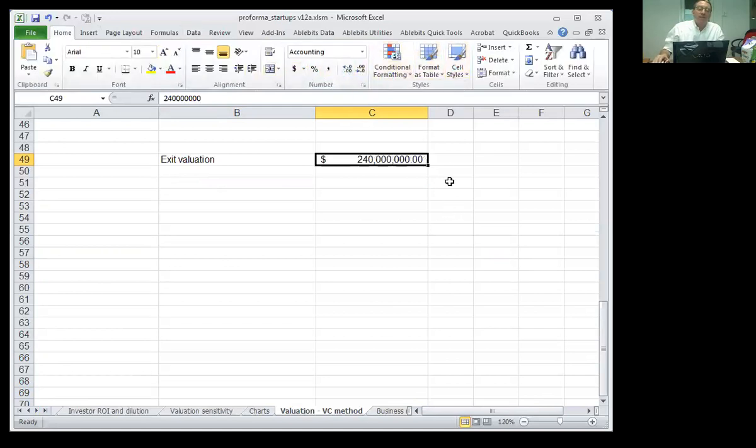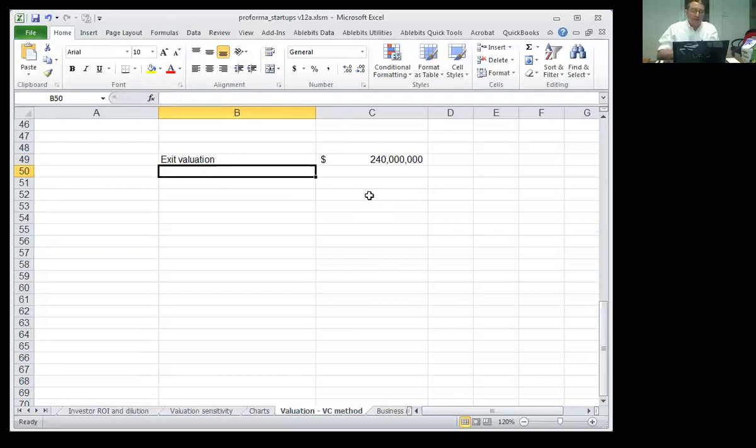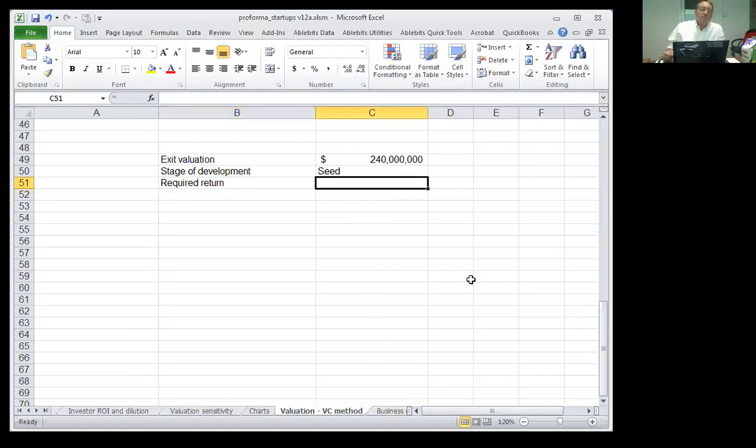Okay, what stage of development is the company in now? Seed. Okay. What do you think my required return is at seed stage? No, that's a discount rate. My required return is 30x. We talked about this before, right? Yeah, 30x. Okay, 30x. How much money are you raising now?